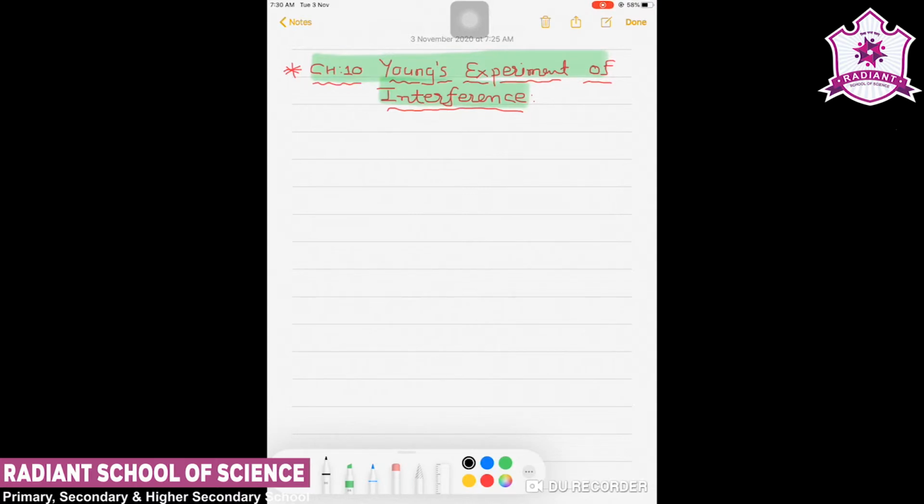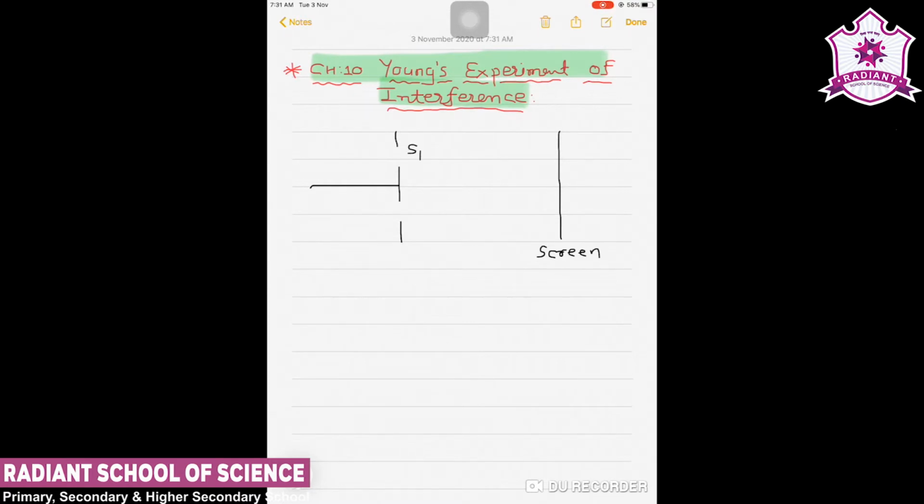Suppose I have here two pinholes, one pinhole at this point and one pinhole at this point. Here there is a separation. Now if this is the screen, and I have two pinholes or sources, that is S1 and S2, in this manner.